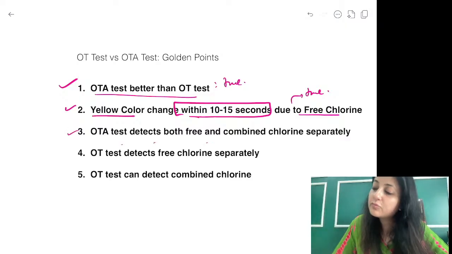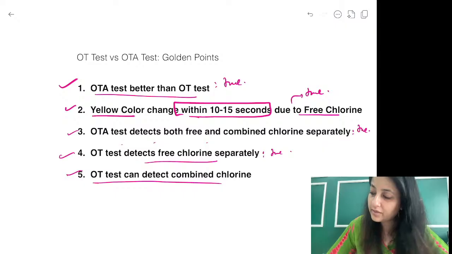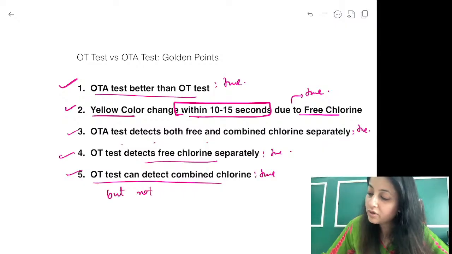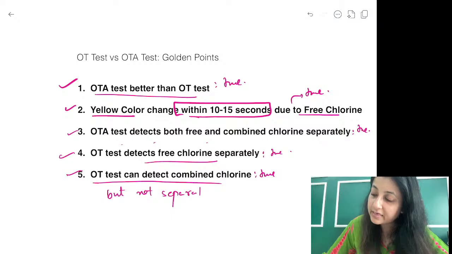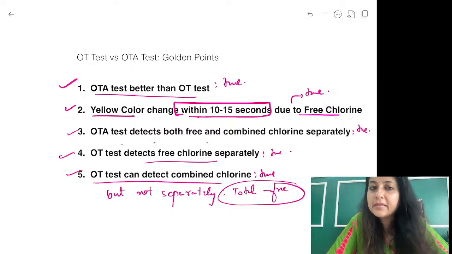OTA test detects both free and combined chlorine separately. This is also true. OT test detects free chlorine separately. This is also true. But OT test can detect combined chlorine. This is true. It can detect combined chlorine but not separately. It does not detect it separately. How does it detect? Total minus free. It can't detect it separately. Total minus free. Clear? Am I clear?